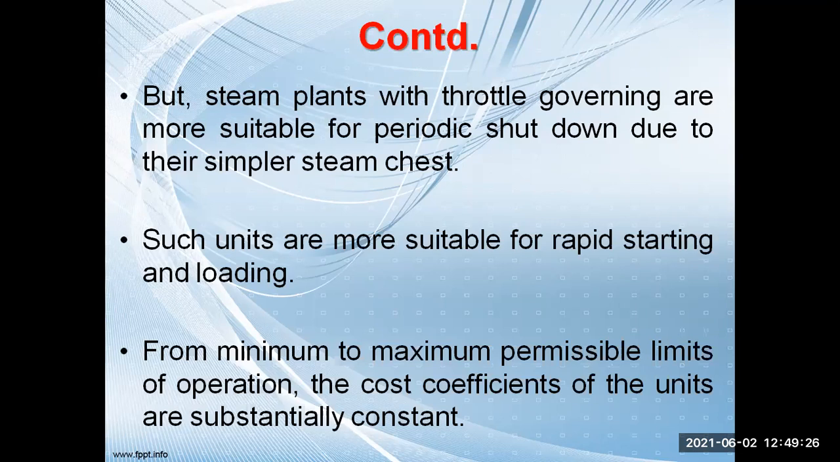But steam plants with throttle governing are more suitable for periodic shutdown due to their simple steam chest. Nowadays throttle governing systems are available. Those systems give at least quicker operation, though not very fast, it also requires some time. But comparatively, the startup and shutdown time is less if we operate with the throttle governing system. Such units are more suitable for rapid starting and loading. From minimum to maximum permissible limit of operation, the cost coefficient of the units is substantially constant. So we will understand the cost coefficients of the units, and how those cost coefficients are actually considered, we'll see in the next topic.